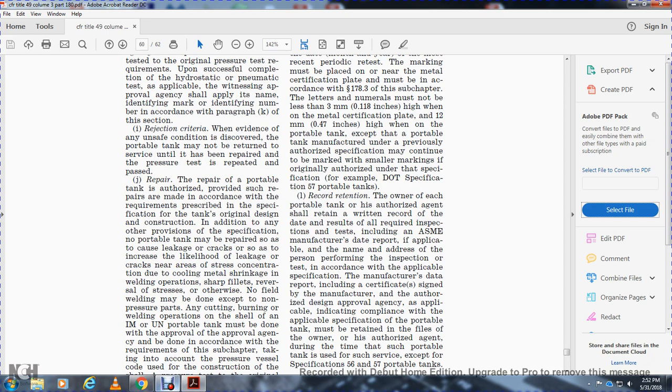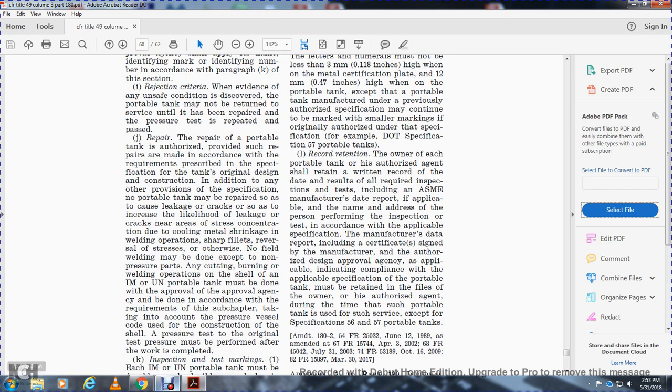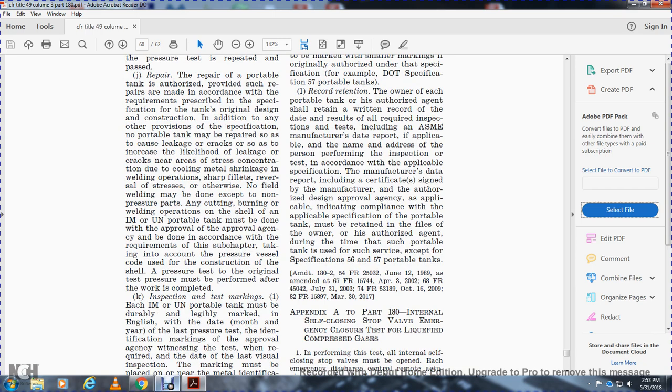J. Repairs to the portable tank are authorized if made in accordance with the requirements prescribed in the specification of the tank, the original design and construction, in addition to any provisions in the specification. Repairs must address leakage and cracks, and they increase the likelihood of cracks near areas of stress concentration due to cooling metal, shrinkage, and welding operations, sharp fillets, and reversal of stress. Otherwise, no field welding may be done except on non-pressure parts. Cutting, burning, or welding operations on the shell and the IM on portable tanks must be done with the approval of the approval agency, in accordance with the requirements of the subchapter, taking into account the pressure vessel code used for construction. The original pressure test must be performed after the work is completed.